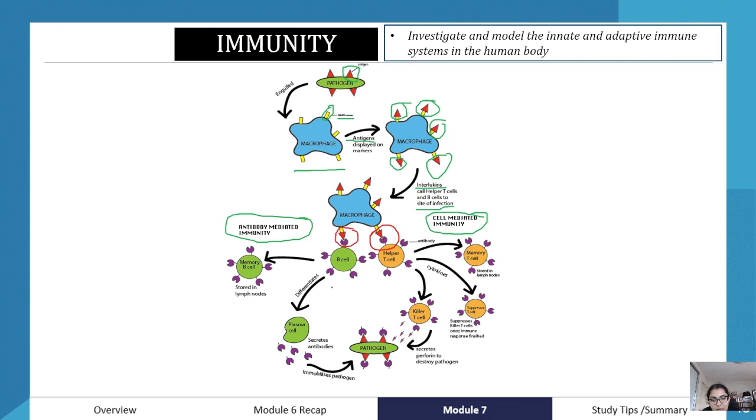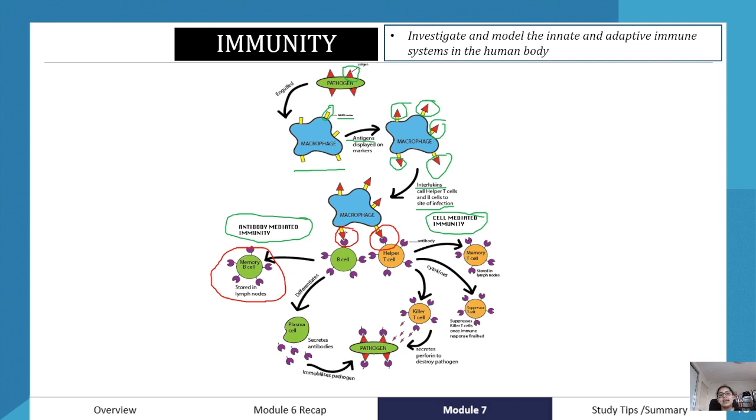The B cell will then differentiate into plasma cells and memory B cells. The memory B cells are going to be stored in the lymph nodes, and the next time that this pathogen comes back, they're going to be circulating and immediately jump to action. With plasma B cells, this antibody fits the macrophage over here.